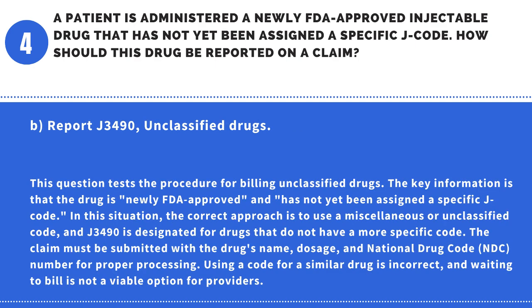Answer: B. Report J3490, unclassified drugs. This question tests the procedure for billing unclassified drugs. The key information is that the drug is newly FDA approved and has not yet been assigned a specific J code. In this situation, the correct approach is to use a miscellaneous or unclassified code, and J3490 is designated for drugs that do not have a more specific code. The claim must be submitted with the drug's name, dosage, and National Drug Code (NDC) number for proper processing. Using a code for a similar drug is incorrect, and waiting to bill is not a viable option for providers.